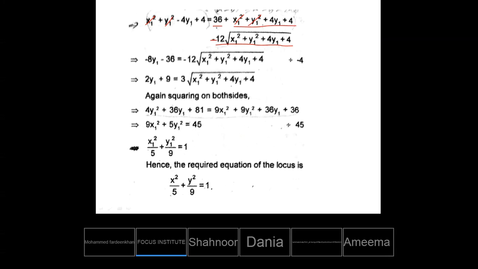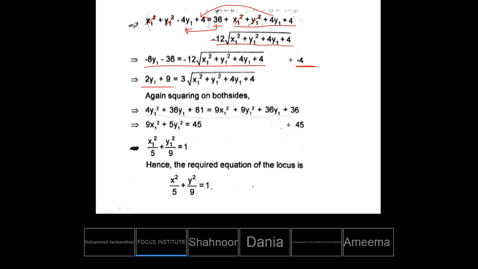Okay, this minus 4y and this 4y will get over here. We'll send this 36 also over here, and you will get it as minus 8y1 minus 36 is equal to minus 12 root of x1 square plus y1 square plus 4y1 plus 4. Now we can take minus 4 as common and divide it. So here we are dividing the whole equation by minus 4.